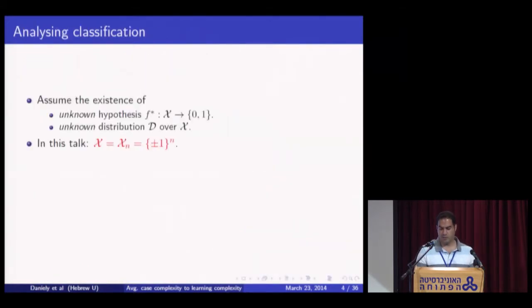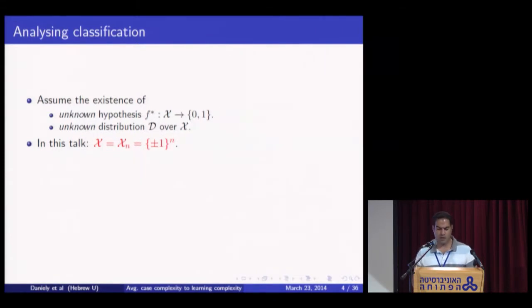Okay, so let's try to analyze this problem. We assume that there is some unknown function f star from the domain X to {0,1}. Here we talk only about binary classification, where there are only two labels, 0 and 1. So we have a function f star that we want to learn, and we also assume that there is some unknown distribution D on the instance space X. In the previous example, you should think of D as the distribution from which the images are sampled. So this is the real distribution in our world.